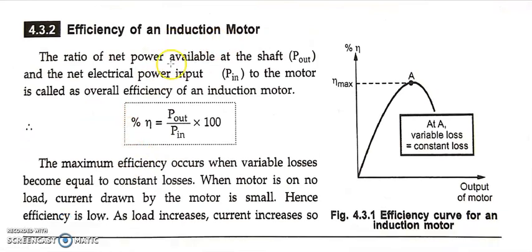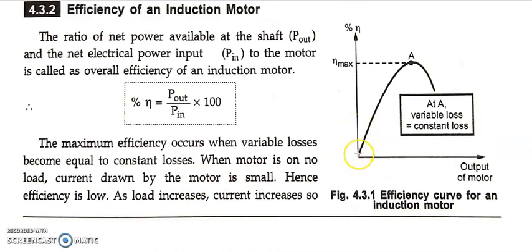Now coming to the efficiency of an induction motor, you can see efficiency plotted versus the output of the motor. The maximum efficiency occurs at point A, which is possible only when the variable loss is equal to the constant losses. This is the overall efficiency of an induction motor: P output, the mechanical power output or net power output, over P input, which is the electrical input.